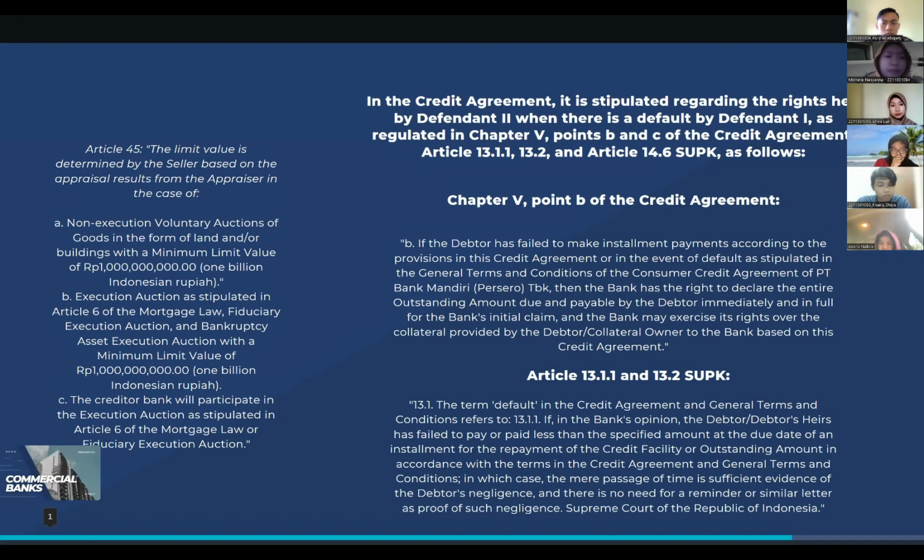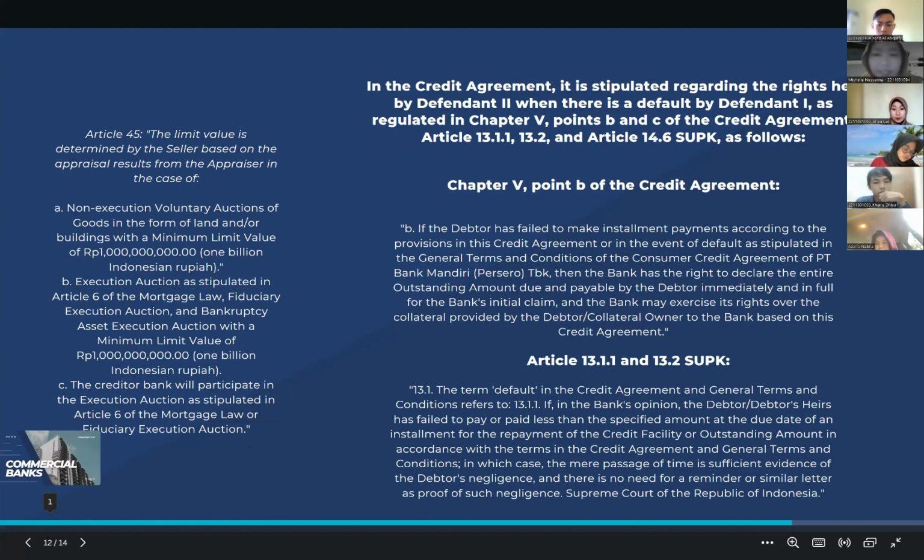Article 45: the limit value is determined by the seller based on the appraisal result from the appraiser in the case of A, non-execution voluntary auction of goods in the form of land and or buildings with a minimum limit value of 1 billion Indonesian rupiah; B, execution auction as stipulated in Article 6 of the Mortgage Law, fiduciary execution auction, and bankruptcy asset execution auction with a minimum limit value of 1 billion Indonesian rupiah; C, the creditor bank will participate in the execution auction as stipulated in Article 6 of the Mortgage Law or fiduciary execution auction.